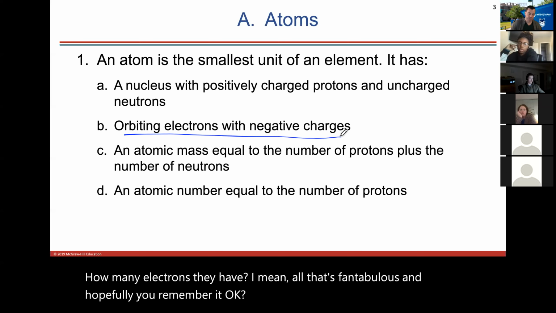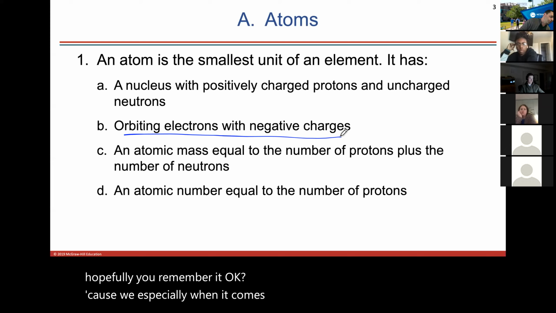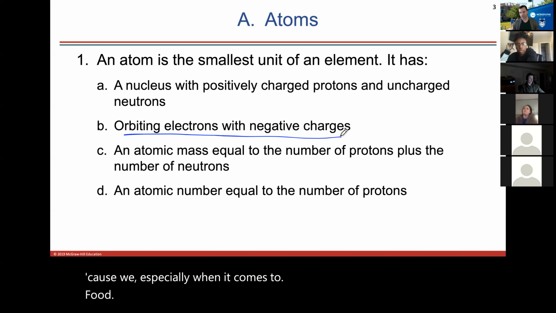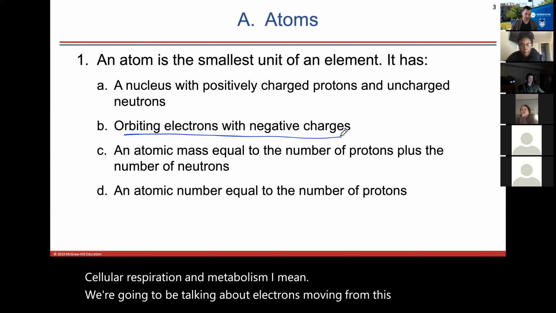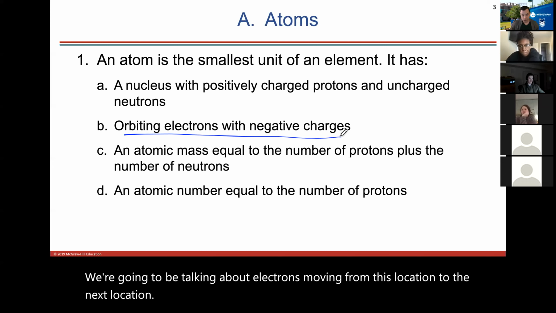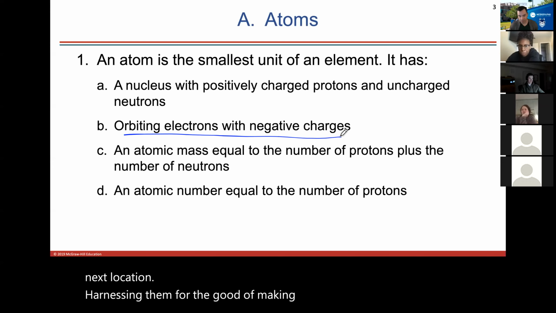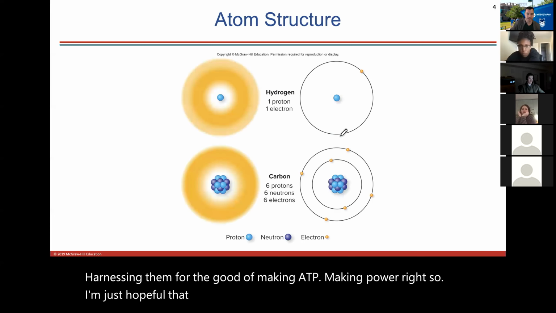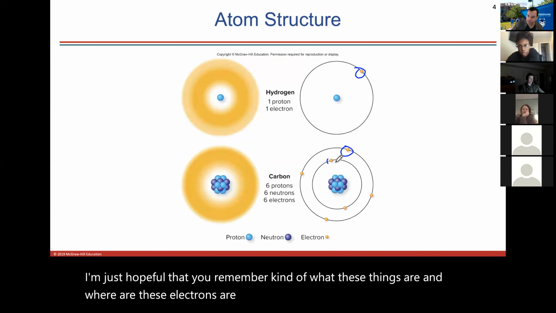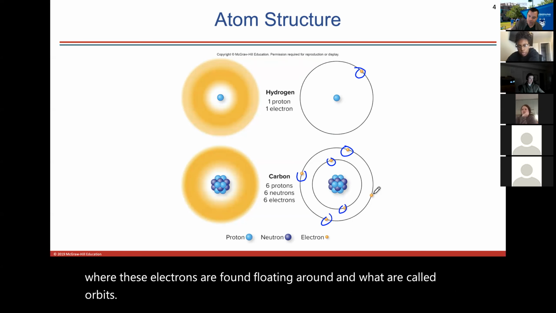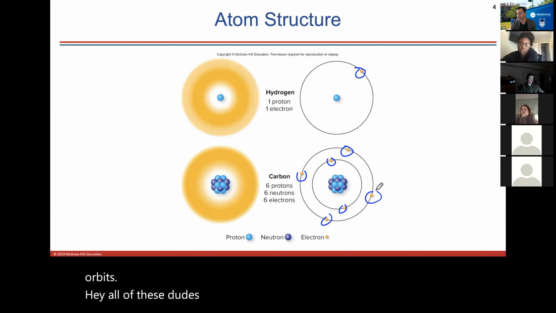Because especially when it comes to cellular respiration and metabolism, we're going to be talking about electrons moving from this location to the next location, harnessing them for the good of making ATP, making power, right? So I'm just hopeful that you remember kind of what these things are and where these electrons are found floating around in what are called orbits. Okay. All of these dudes right here are little bitty electrons.